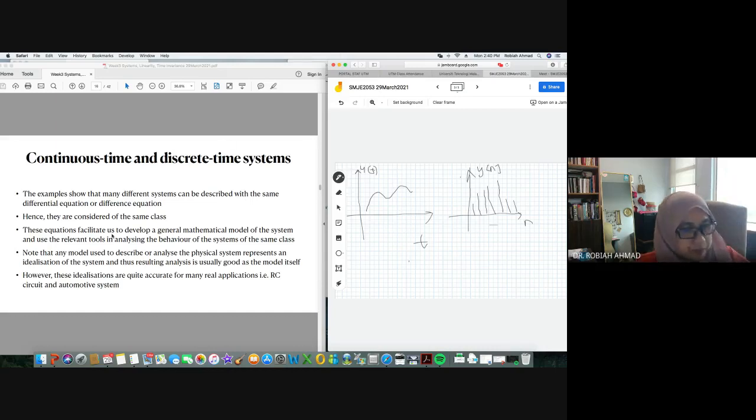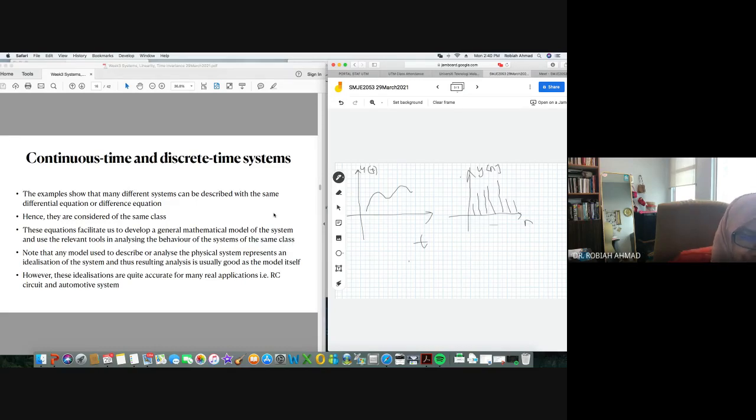So I continue. So the examples show that many different systems can be described with the same differential equation or difference equation. Hence, they are considered of the same class. Okay, this one usually when you do modeling, ada yang pakai differential equation, ada yang pakai difference equations. So these equations facilitate us to develop a general mathematical model of the system and use the relevant tools in analyzing the behavior of the systems of the same class.